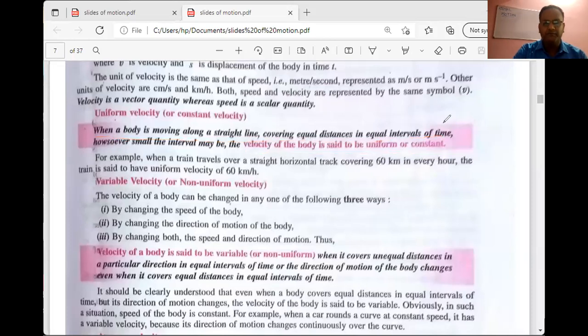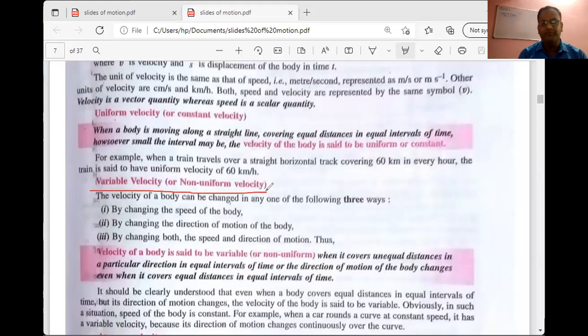Now, students, we'll be coming to the next topic, that is variable velocity or non-uniform velocity. So what do we mean by variable velocity? When a body covers unequal distances in a particular direction in equal intervals of time, that will be called variable velocity or non-uniform velocity.